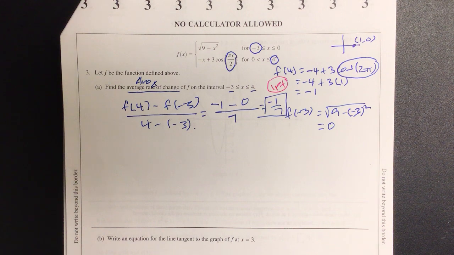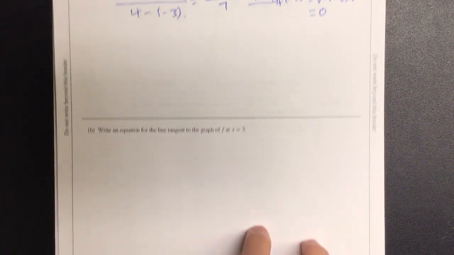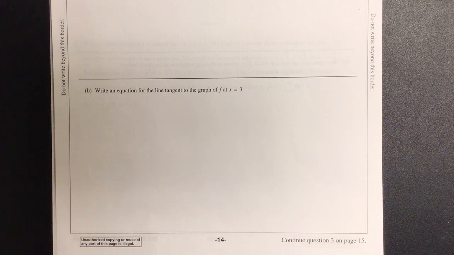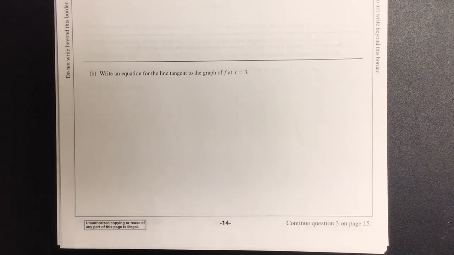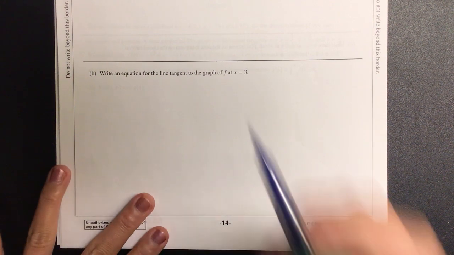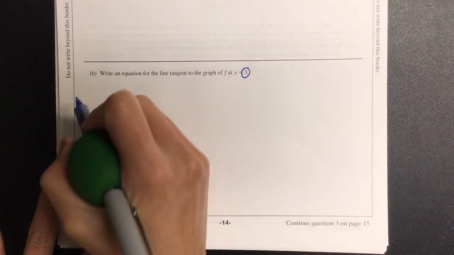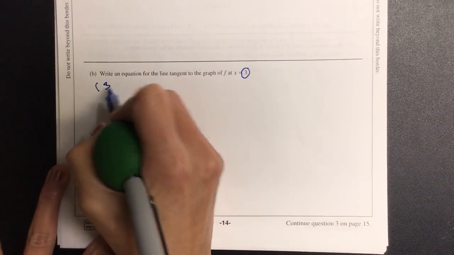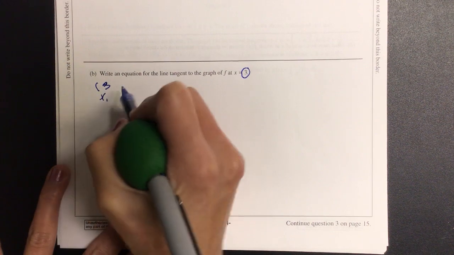All right, let's move on to the next one. Let's go to part B. Okay, let's read part B. Write an equation for the line tangent to the graph at x. Okay, so it says at x equals 3. So first of all, we know we have 3 as our x1 piece.